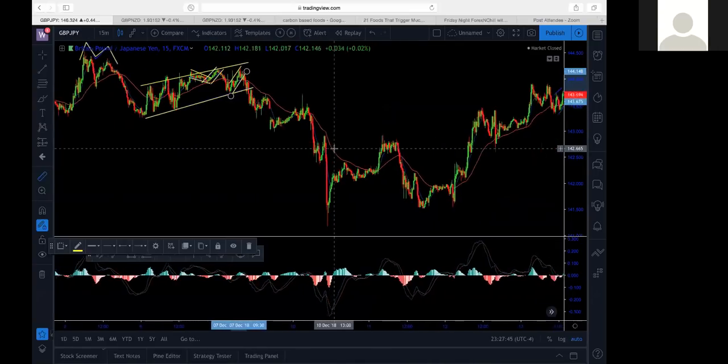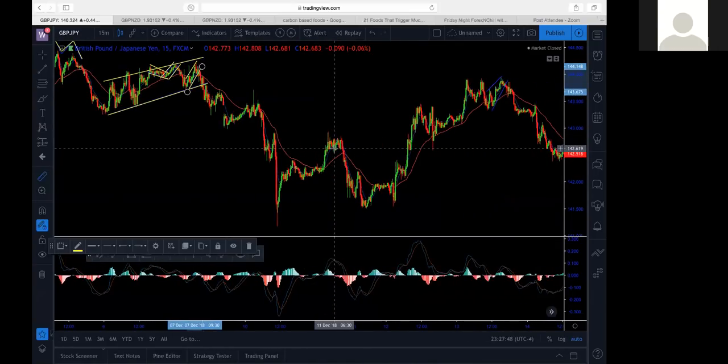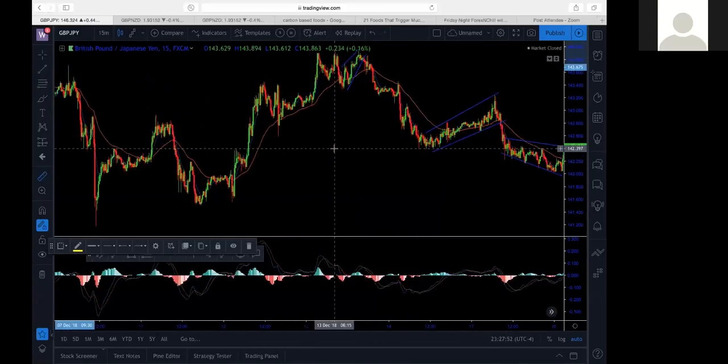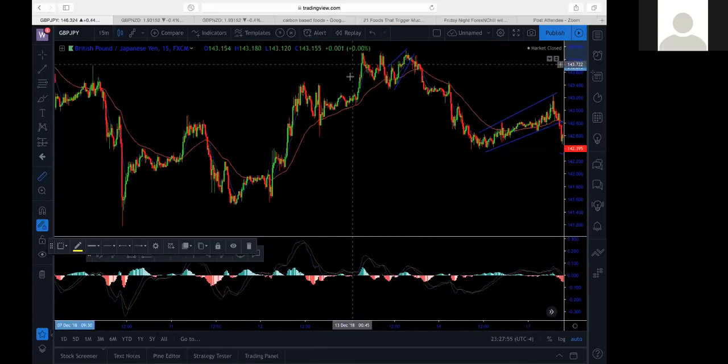Let's see. Who's that? Oh, that's my computer. Like I said, I did brief ones. This actually is a triple top.